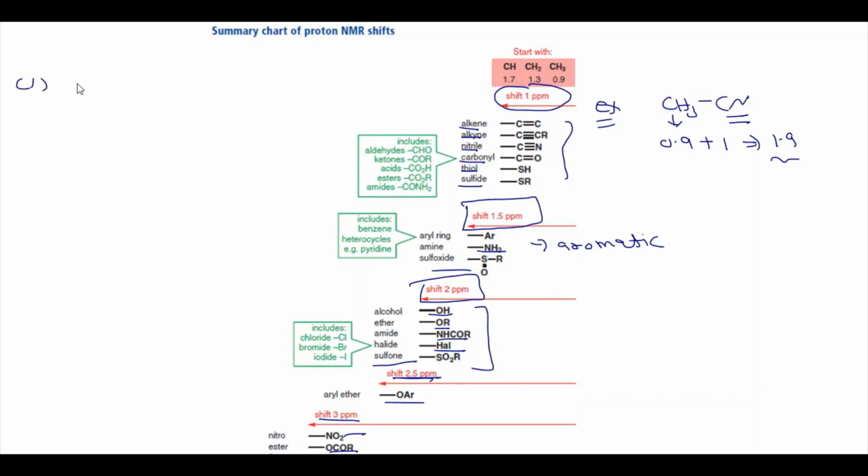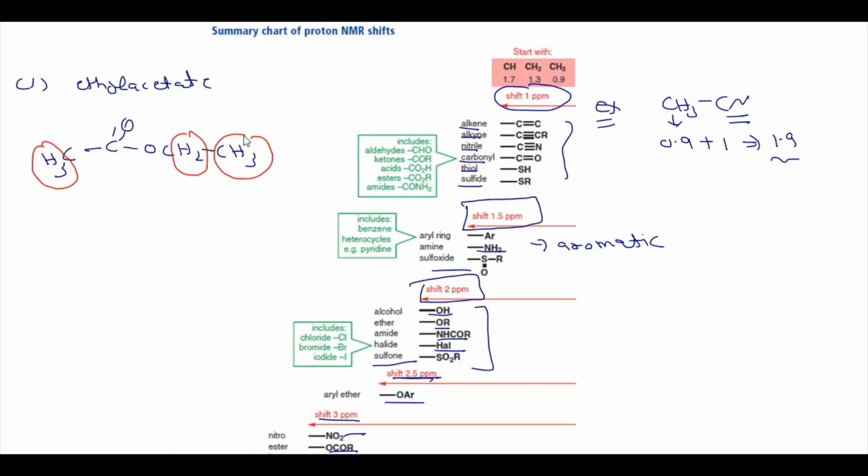So the first example is ethyl acetate, which is very common. Let us draw the structure of ethyl acetate: COO, CH2 and CH3, and here is the acetate CH3. First write down the types of protons. These are the types of proton: first here, second and third. You have to just predict the value of each type. So this is a CH3 type of proton, and its base value should be approximately 1 to 1.2.